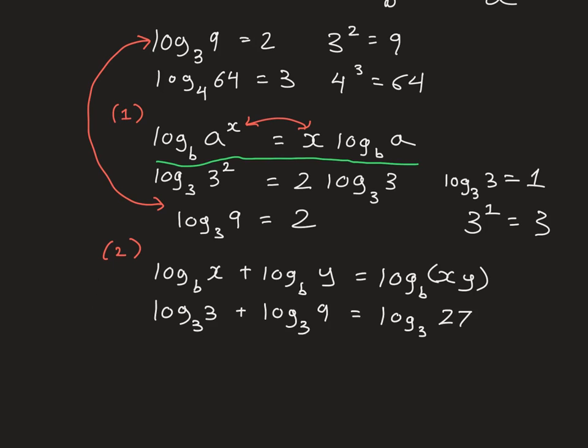Okay, so log base 3 of 3 we already know is 1, since 3 to the first power equals 3, and 3 raised to the power 2 is 9, so this is 2. And 3 to the third power equals 27, so this is 3. So that's just an example of this property working.